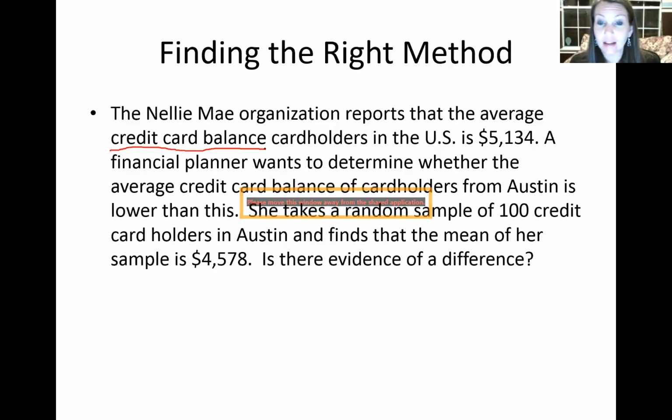Situations like this can be a little bit tricky because you think, well, we're comparing Austin to the US. Doesn't that seem like two groups? But you have to look back at where the sample is coming from. The whole sample came from Austin. So we took one sample from Austin and we're comparing that to a single known number from the US. So in this case, we do just have one sample, so it's going to be a one sample T procedure.